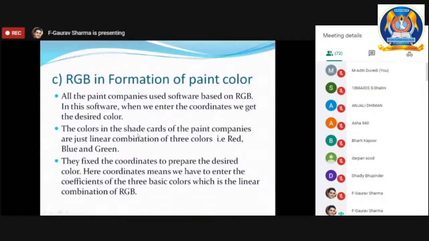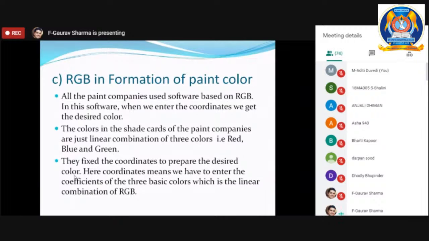The colors in the shade cards of the paint companies are just linear combinations of three colors: red, blue, and green. They fix the coordinates to prepare the desired color. Here the coordinates mean we have to enter the coefficients of three basic colors, which is just a linear combination of red, green, and blue. So there are many other applications of RGB.